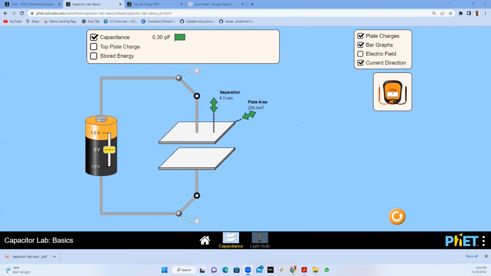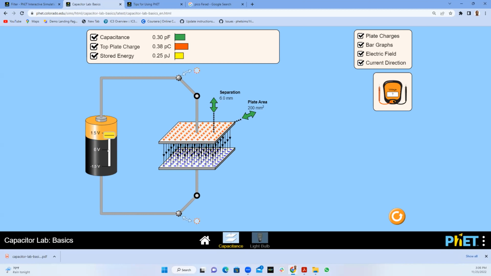So what you're seeing on your screen right now is a simulation called Capacitor Lab Basics. This is a simulation that learners can use to investigate the relationship between voltage, charge stored, energy stored, and capacitance. The learner has the ability to move things and manipulate things around. So for example, they can increase the voltage and see what happens to the plates. And they can see microscopic science concepts like the field lines, which are not possible to see in a lab setting. They can also increase the plate area or the area of separation and see what is happening to the intensity of the field lines.